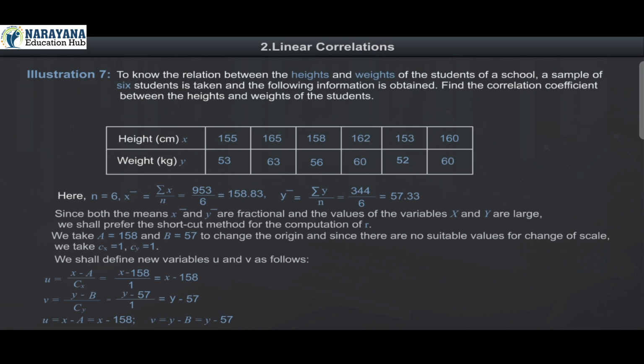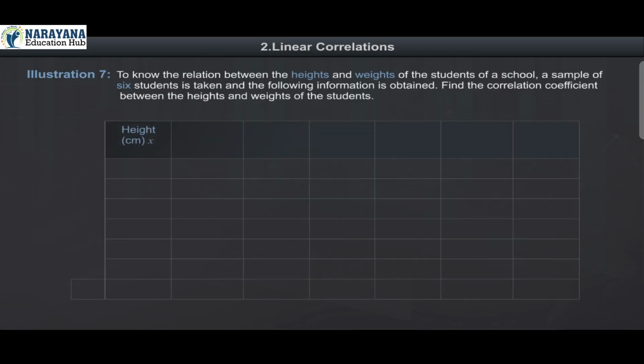U is equal to x minus a is equal to x minus 158. V is equal to y minus b is equal to y minus 57. Height in centimeter x, weight in kilogram y. U is equal to x minus 158. V is equal to y minus 57. UV, u square, v square.